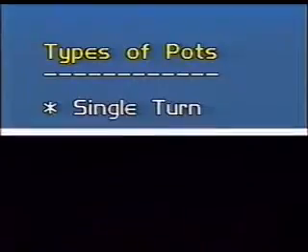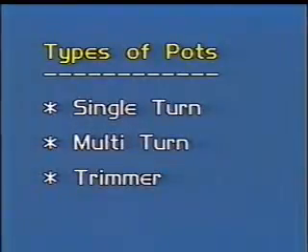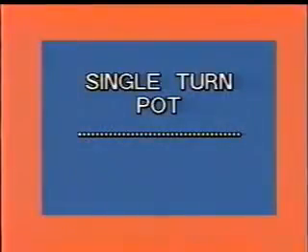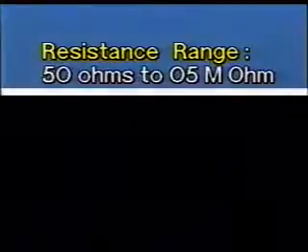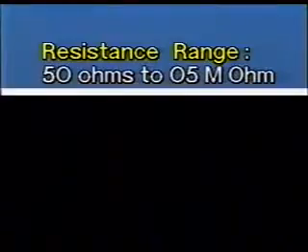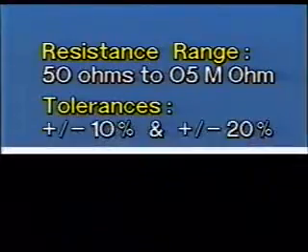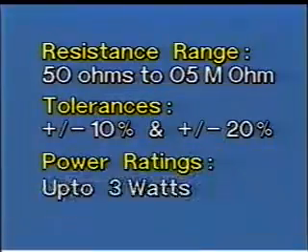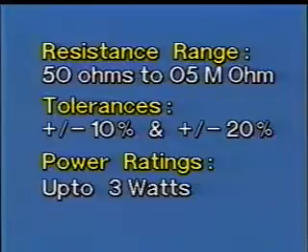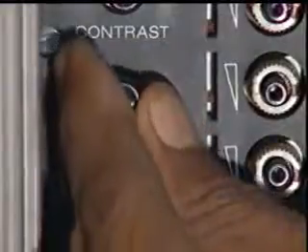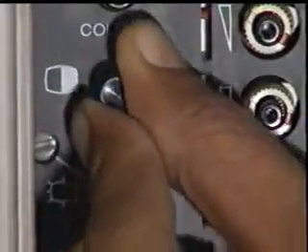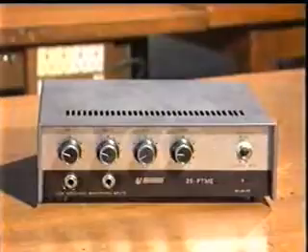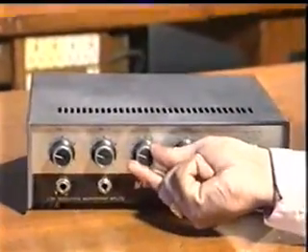Basically, there are three types of pots: single turn, multi-turn, and trimmer. Single turn pots are available in resistance range from 50 ohms to 0.5 mega ohm in tolerances of plus minus 10% and plus minus 20% and in power ratings up to 3 watts. In a TV receiver, these pots are used for brightness and contrast controls, whereas in an amplifier, the single turn pot is used for the purpose of gain control.